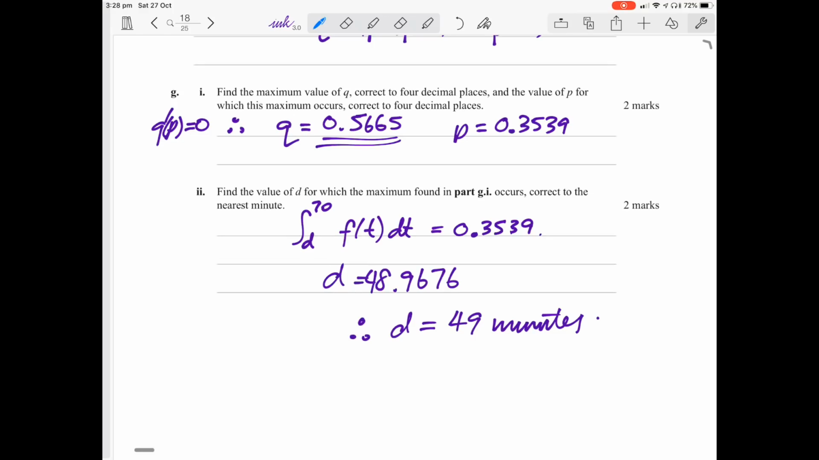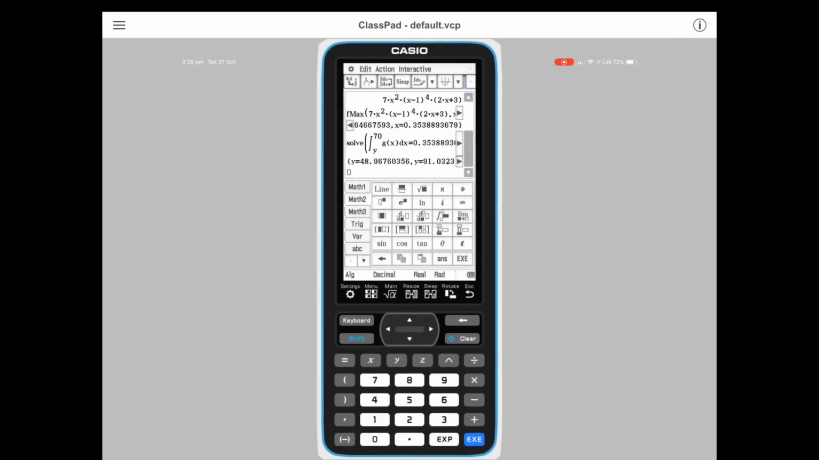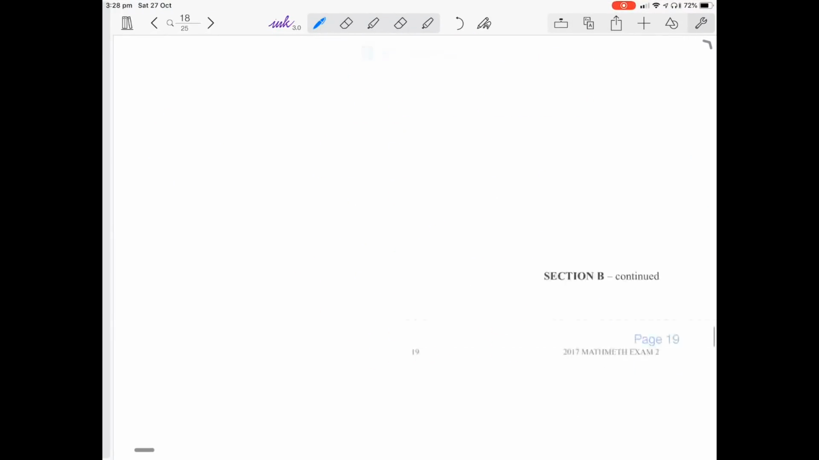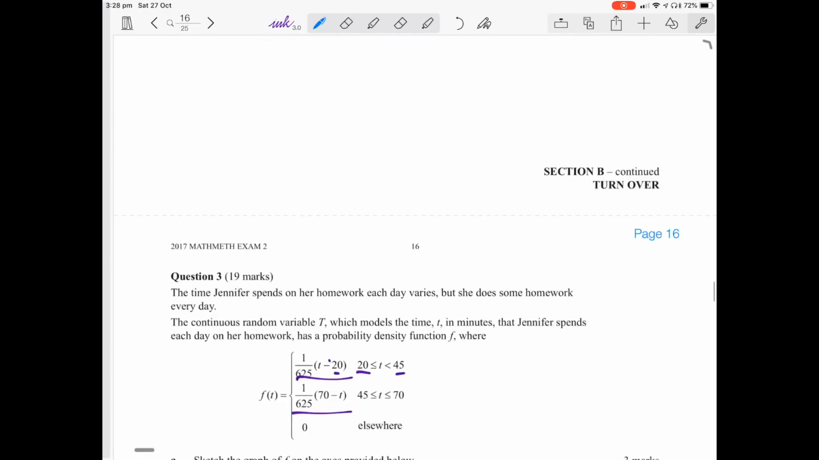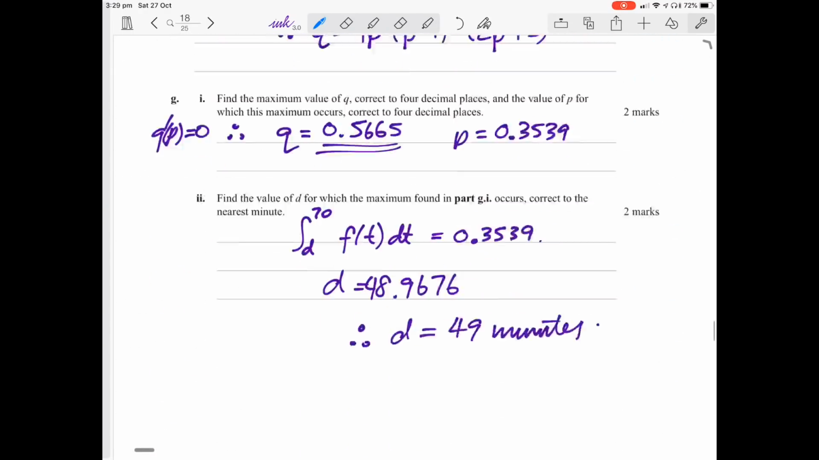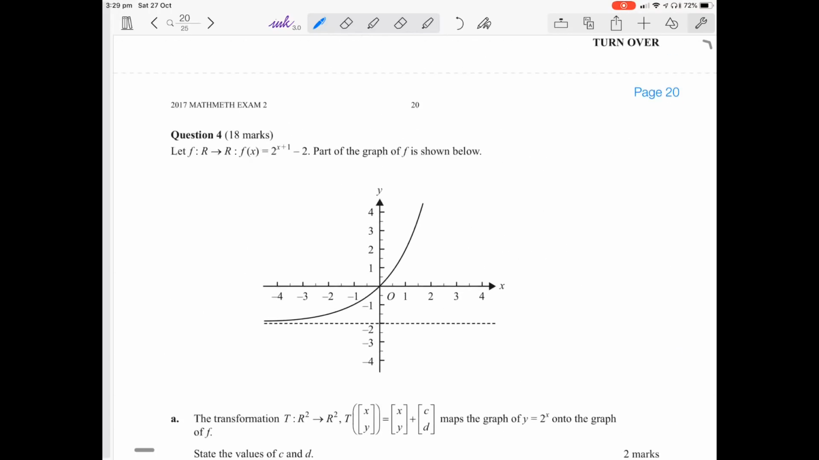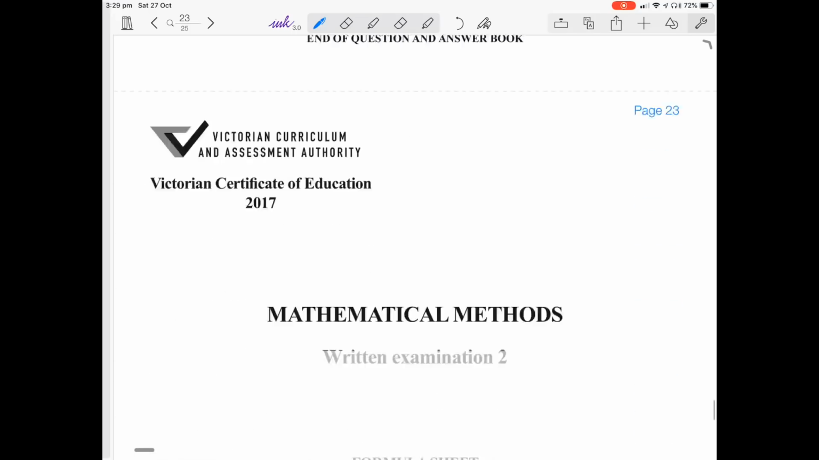Correct to the nearest minute. That was wrong, wasn't it? Oh, thank God that question's finished. That seems really long for a probability question as well, and annoying. How many questions is there?